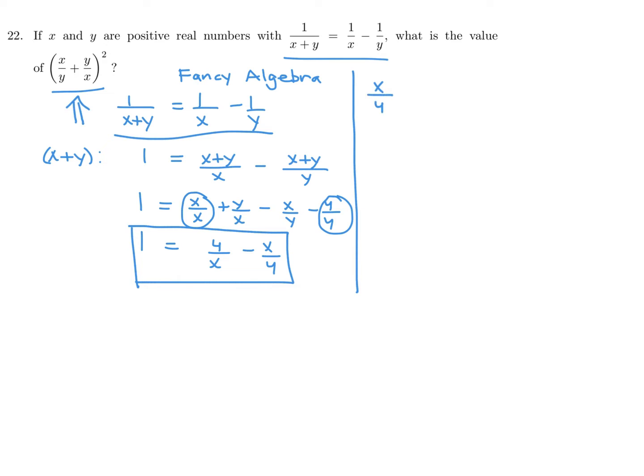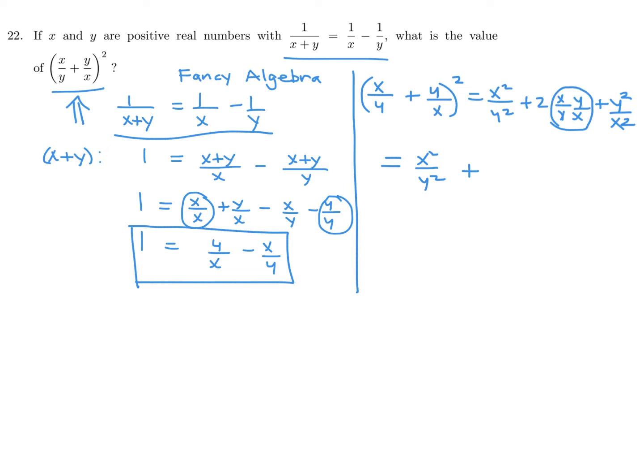X over y plus y over x all squared. Okay, so when you expand this, x squared over y squared plus 2 times x over y times y over x plus y squared over x squared. Okay, so this would be x squared over y squared plus, this actually just cancels, so that'll be just 2, and then y squared over x squared.